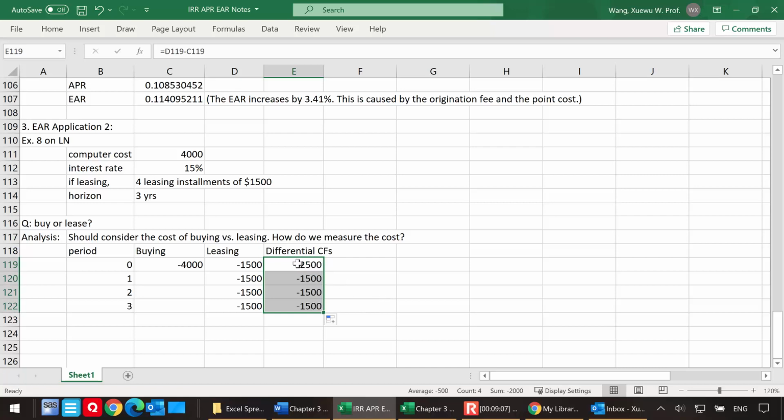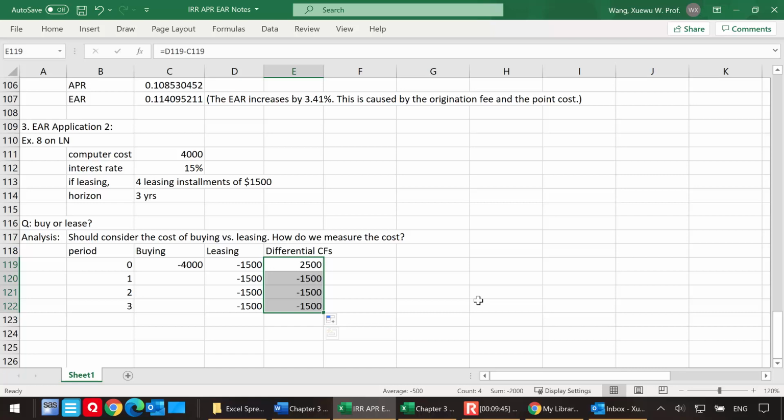Okay, so now let's think about this for a second. You're looking at the differential cash flow, and you start to think, if I go with the leasing option, then today it saves me $2,500, right? Because if I lease, I have to pay $1,500. But if I buy, I have to pay $4,000. So if I'm going with the leasing option, I'm saving $2,500 today. But that saving actually comes at a cost. The cost is that you have to actually pay $1,500 in the following 3 years.